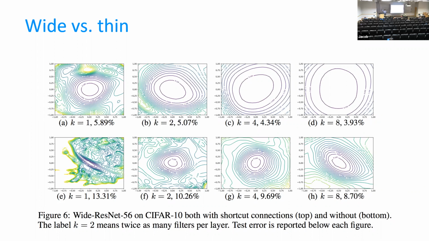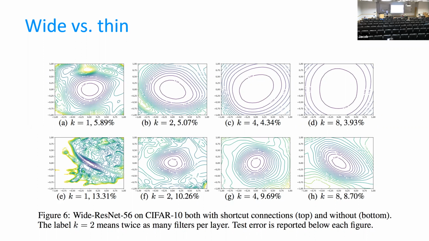So this is an interesting visualization of wide versus thin networks. When we're talking about wide networks, if we're talking about convolutional networks, that means we have a lot of filters in each layer. Versus thin networks would be just a few filters in each layer, but many, many layers. And so in this diagram, from left to right, we have the number of filters. And from top to bottom, we have with skip connections and without skip connections.